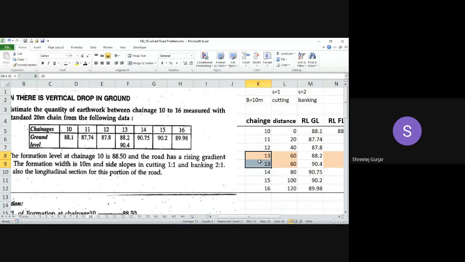You can observe 13 changes I have written 2 times. Similarly, the distance I have to write 2 times. Okay, 0, 20, 40, 60, I have to write 2 times. Do not make a mistake while writing this.